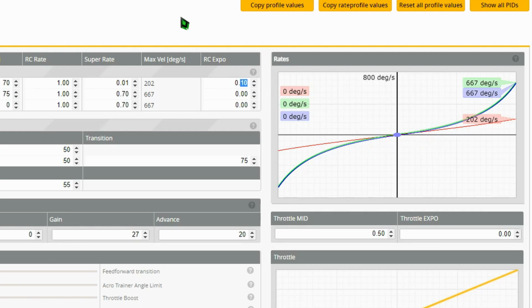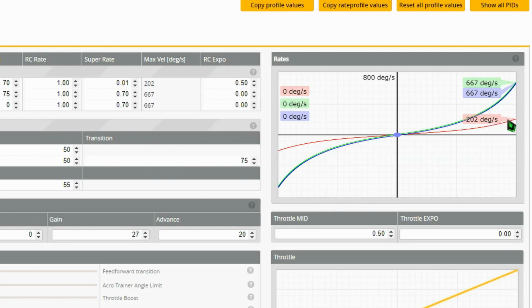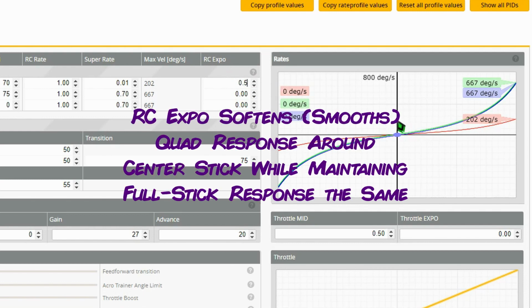Let's make a more drastic change here. There you see it's starting to become more of an exponential curve, but once again, at the endpoint at full stick deflection, your quadcopter is responding in the roll axis at 202 degrees per second. Take it up to 0.75. And it changed again. And what you're seeing is, although the endpoint at full stick deflection, your quad is responding the same, the slope of the quad response curve is actually less around center stick than it was when we had it at 0. You saw it jump down here. So when we add RC Expo, we're softening the quadcopter's response around center stick while still maintaining the quadcopter's same responsiveness at full stick deflection.